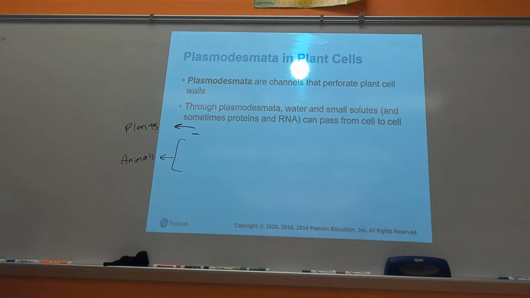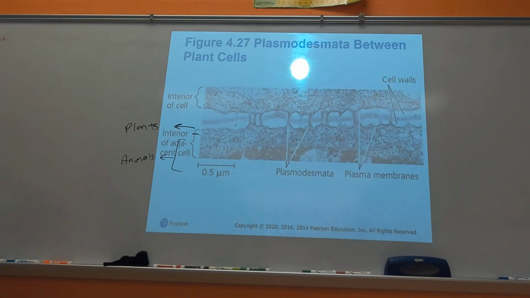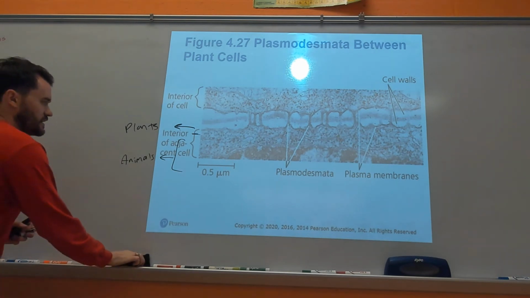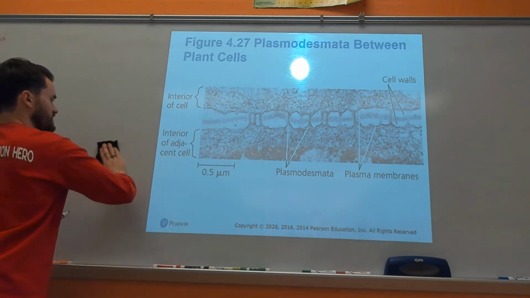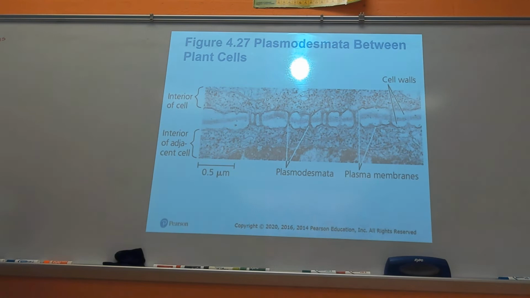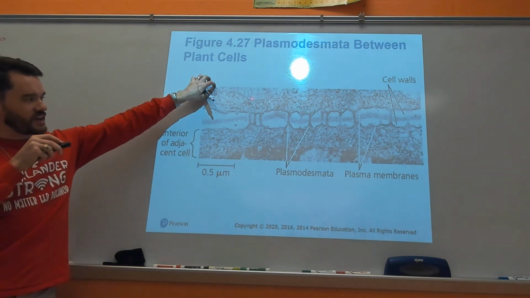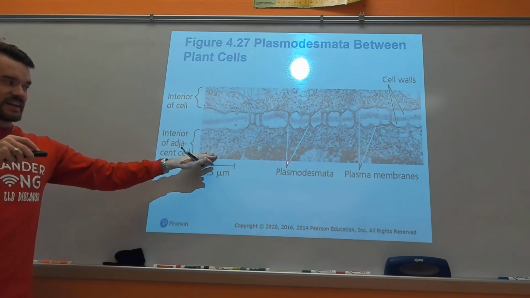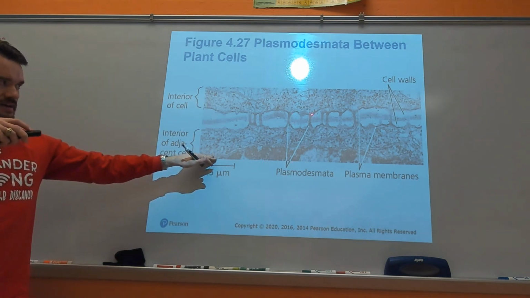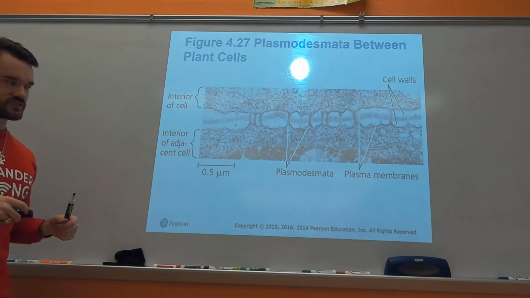Okay, so plasmodesmata, let me just get to a picture of it. This is showing 2 plant cells that are adjacent or right next to each other. Basically the plasmodesmata allows these 2 plant cells to communicate with each other. So these 2 plant cells can share common cytoplasm. The cytoplasm of this plant cell can be in direct connection through the plasmodesmata. It's like a bridge between 2 different cities or something.